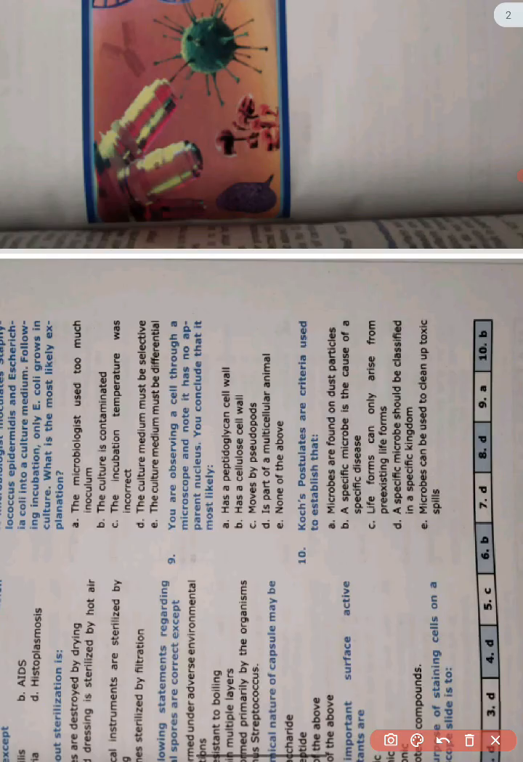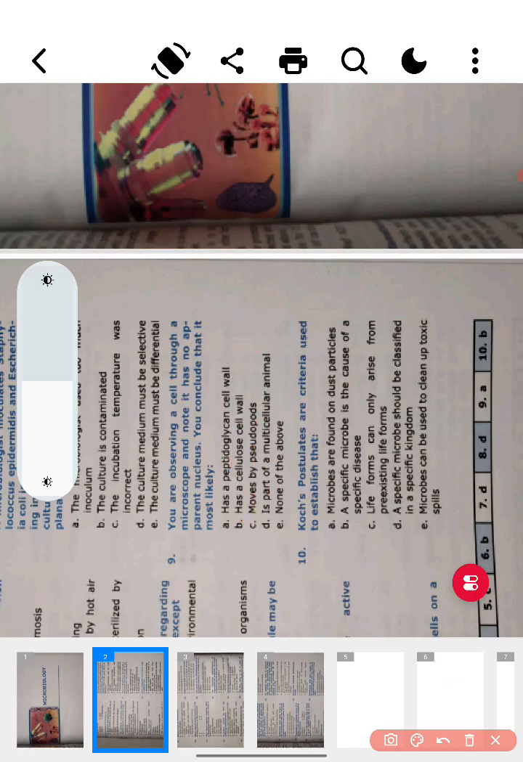Next question. You are observing a cell through a microscope. It has no apparent nucleus, meaning the nucleus is absent. You conclude that it is most likely a bacterium, and bacteria have a peptidoglycan cell wall. Cellulose is for fungus. Moving by pseudopodia is by protozoans like amoebas. Multicellular animals are animals. Here, with no nucleus, it will be a bacterium with a peptidoglycan cell wall.